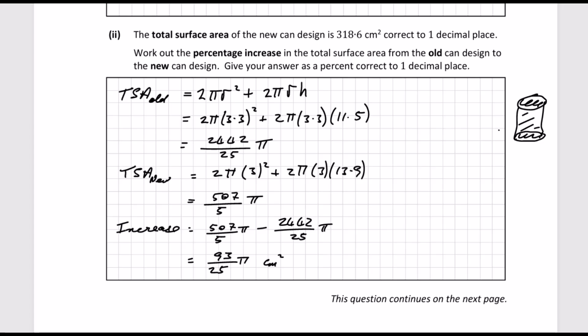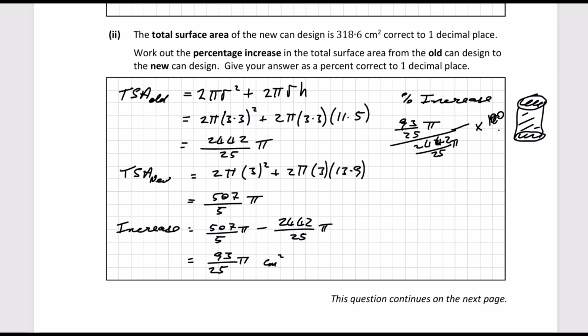Okay, so now we don't want the increase, we want the percentage increase. They don't give you enough room here to do this, but let's do it anyway. We want the percentage increase. So the way you do that is you take the increase, which is 93 over 25 pi. You put that over the original, the old surface area. So that's 2442 over 25 pi. So we're dividing those two, and then you want to multiply your answer by 100. So that's your percentage increase.